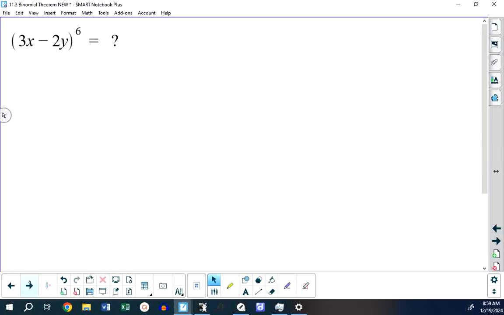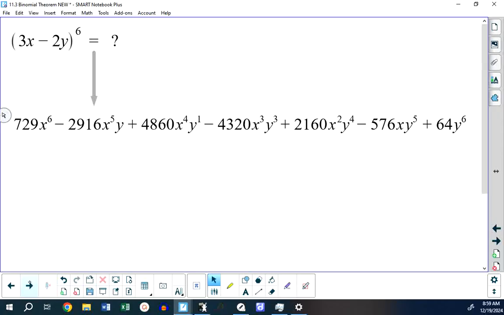Even something like 3x minus 2y, which is not x plus y. Well, it kind of is. It's just that our x is 3x and our y is negative 2y. Raised to the 6, I can come up with the answer to this. It's going to take me a little bit longer because of that 3 and that 2, but it's not going to take me long at all.